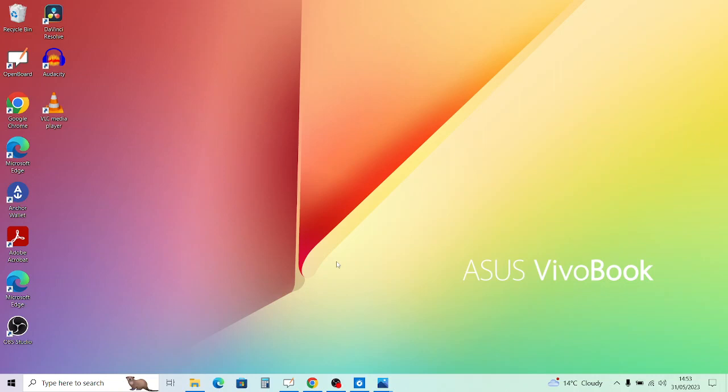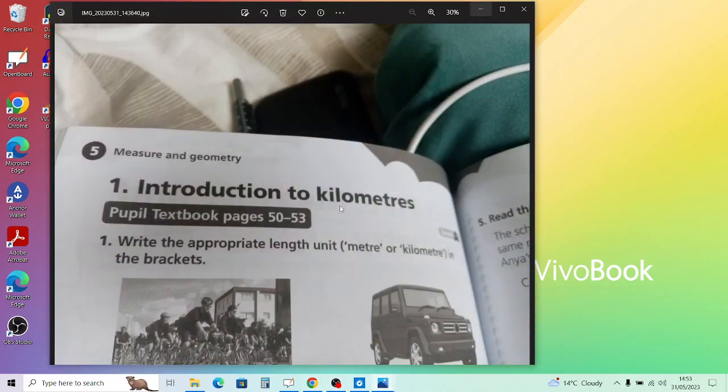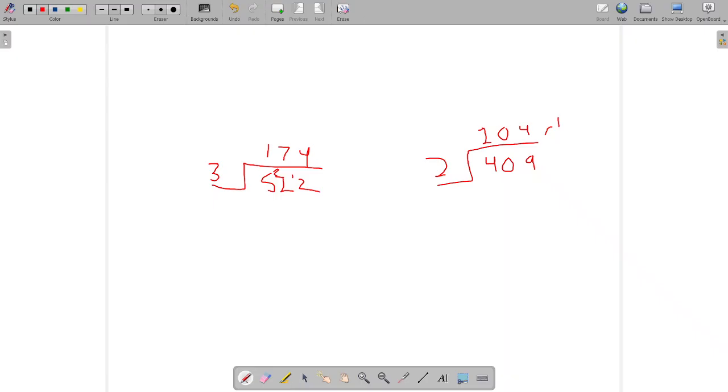Welcome to Unit 5, which is called Measure and Geometry of Real Shanghai Mathematics Practice Book 3.1. This consists of 7 sections, and without any further delay, we'll continue. So the first one is called Introduction to Kilometers. That's the first one. So just a quick reminder regarding this.